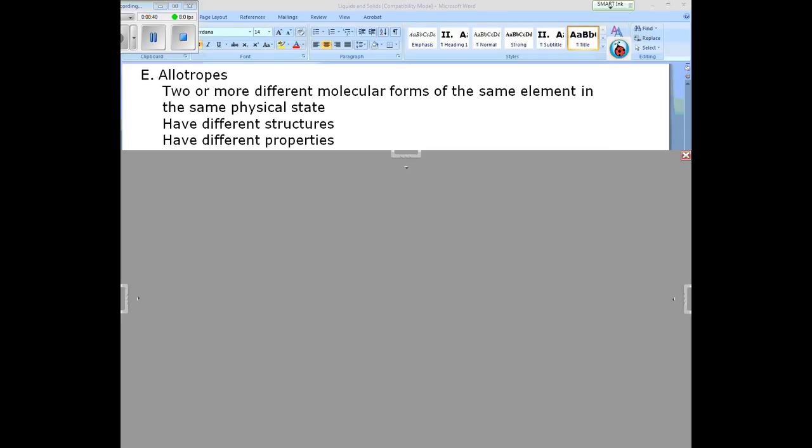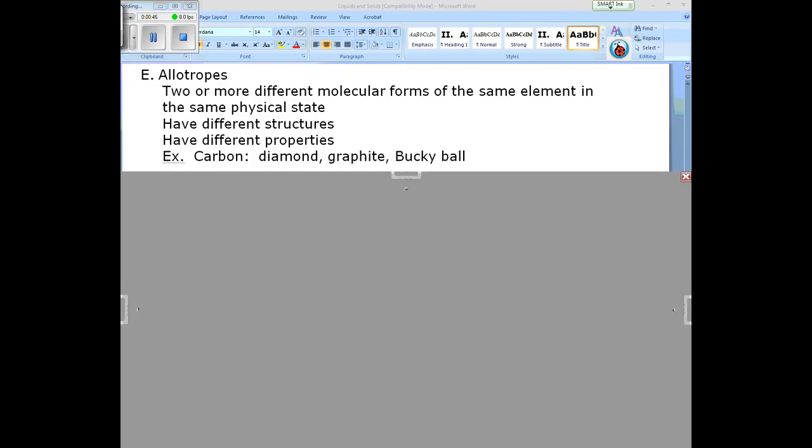An example that we have is the allotropes of carbon. These three things, diamond, graphite, and buckyball, are all made out of carbon and only carbon. Buckyball is a short name for what it actually is.